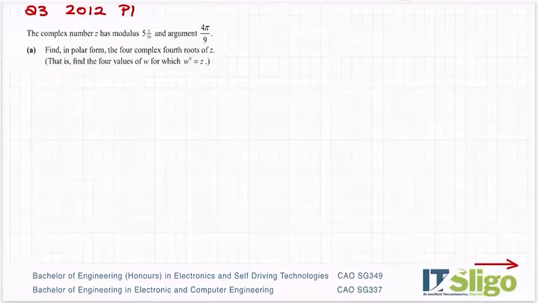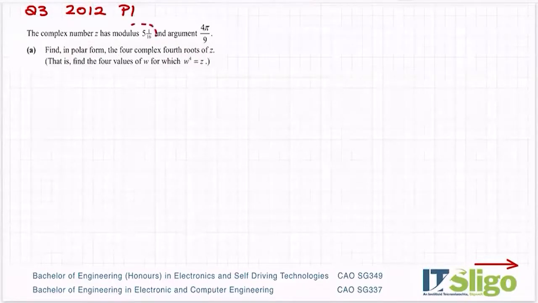Okay, the 2012 complex number question was: the complex number z has modulus 5 and 1/16 and argument 4 pi over 9. Find in polar form the four complex fourth roots of z. That is, find the four roots of w for which w to the power of 4 is equal to z. Okay, so the wording was a bit difficult in this one.